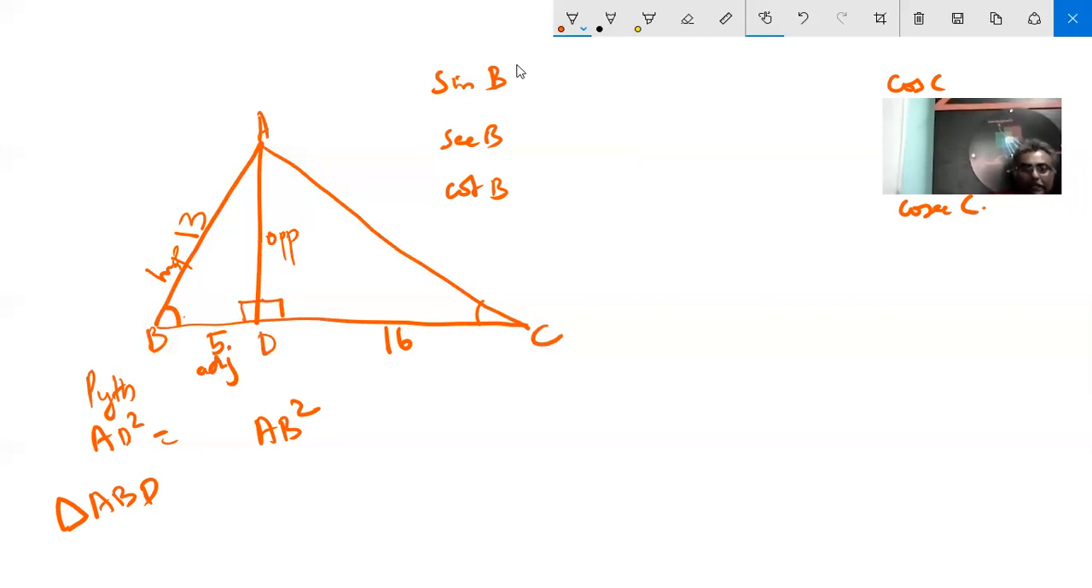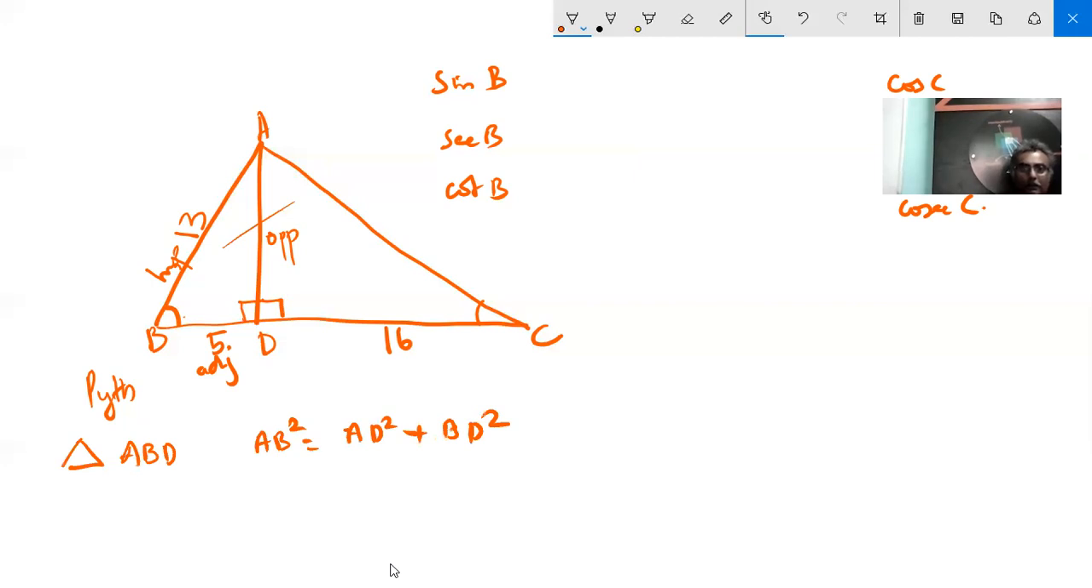So in triangle ABD, applying the Pythagoras theorem: hypotenuse squared, which is AB. So AB squared is equal to AD squared plus BD squared. Very good. AB is 13. AD squared we don't know. BD is 5. So 13 squared minus 5 squared.